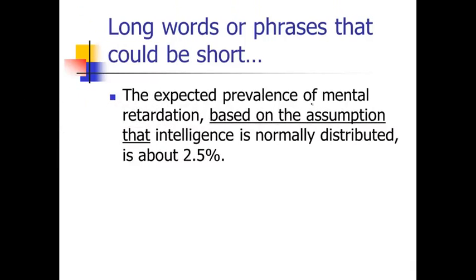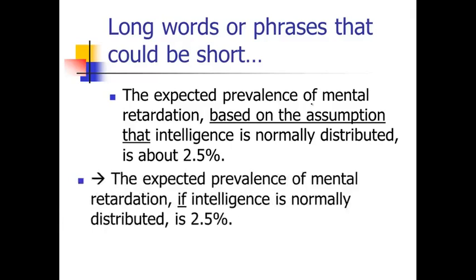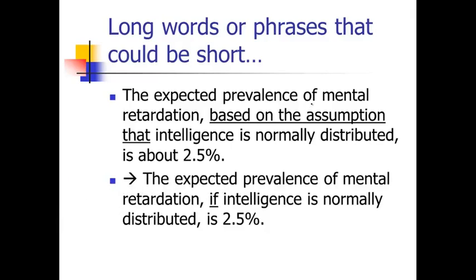So here's an example of a sentence that's got a little bit of a wordy phrase in it. The expected prevalence of mental retardation based on the assumption that intelligence is normally distributed is about 2.5%. So based on the assumption that, what's a short way to say that? Well, how about just: if intelligence is normally distributed, the expected prevalence of mental retardation is 2.5%.